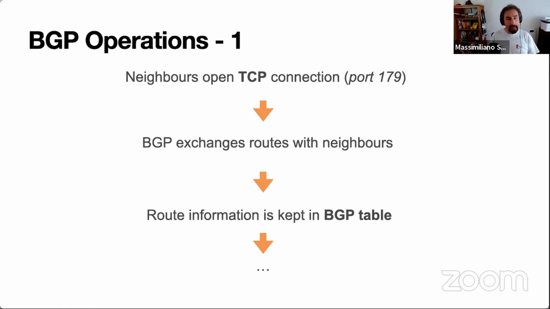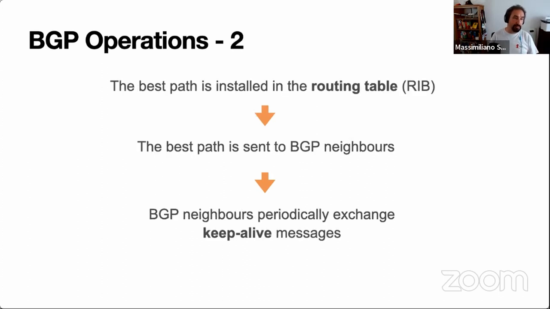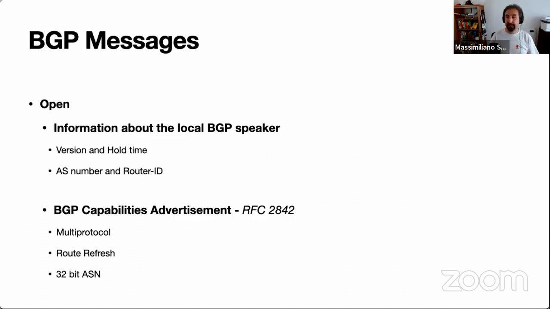So how does BGP normally work? You have a TCP connection on port 179. You exchange routes with neighbors, and networks are kept in the BGP table. But I want to start by looking at how we open the BGP session. I'll go a bit ahead and then I'll go back to that slide.